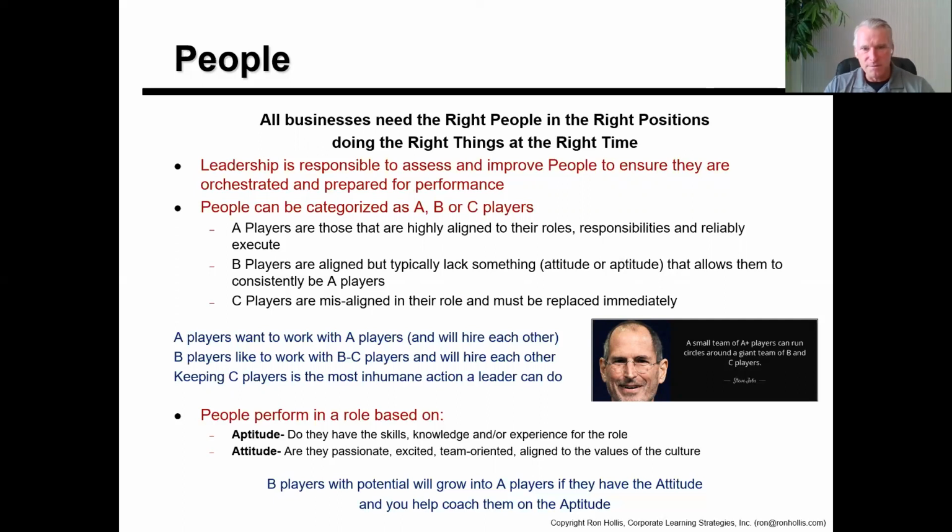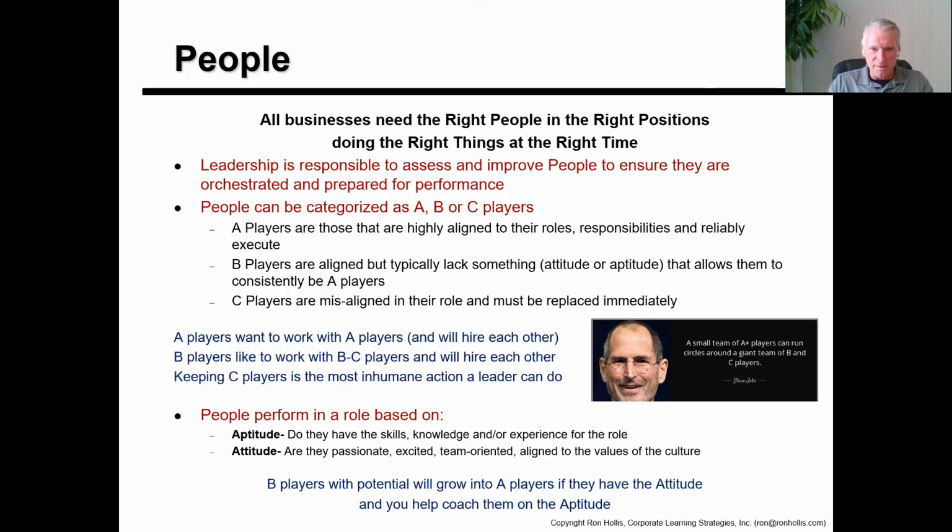Leadership is responsible to assess and improve people to ensure they are orchestrated and prepared for performance. That is what a leader does. I deploy resources into a situation, and people being that resource, then I've got to make sure they know what is expected and they're prepared to execute. People can be categorized into A, B, or C players. This is a very, very powerful element in that it allows you to assess your people, which you should always realize, so that you know what type of team you have.